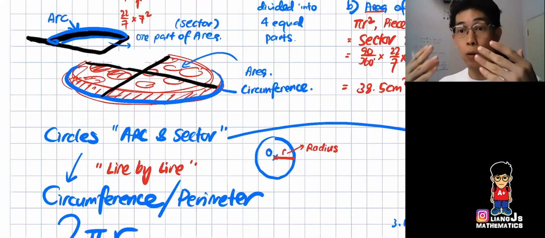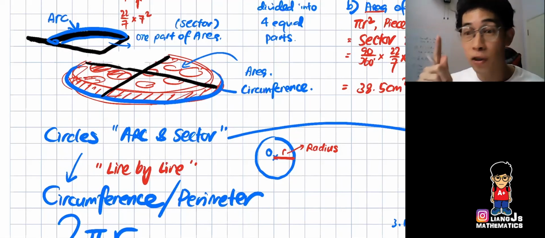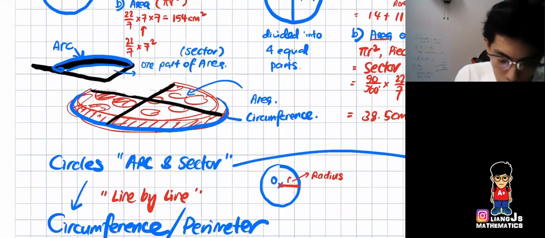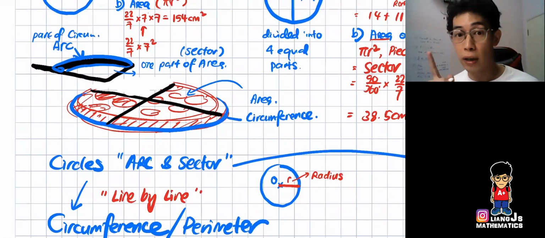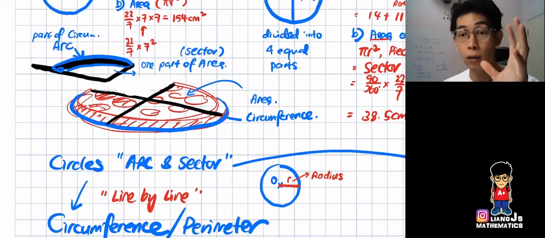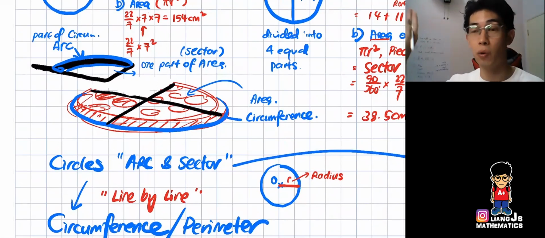Arc. That will be the partial of your circumference. So I can say arc is part of your circumference. So you know how to differentiate the names already? Sector and arc. Sector is the whole slice of pizza, and the arc is the crust.